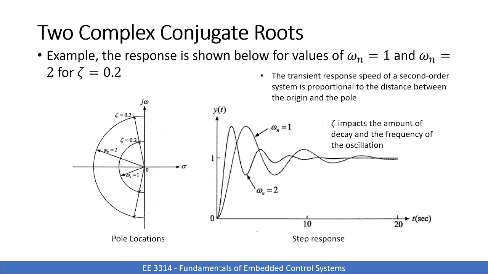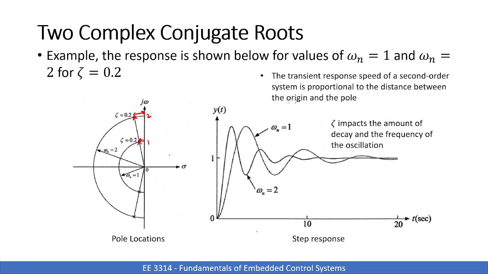Okay, so if we look at a couple of examples where omega sub n equals 1 and omega sub n equals 2 for a zeta of 0.2, you can see that this distance here, remember, was omega n zeta. So you can see we're looking at a couple of different values for our complex conjugate pairs. For omega n equals 1, I guess that's not really shown here. Oh, it does show here. So this is 1 and this is 2.